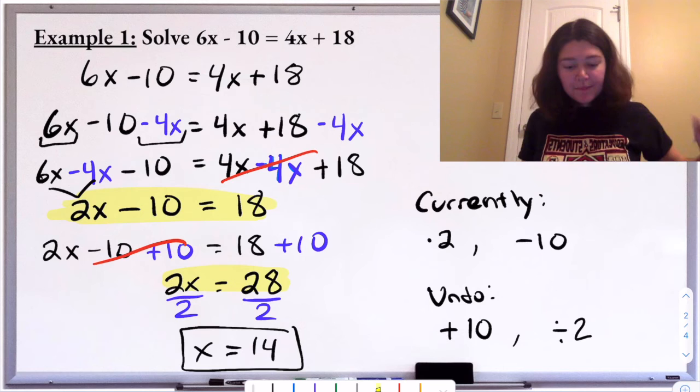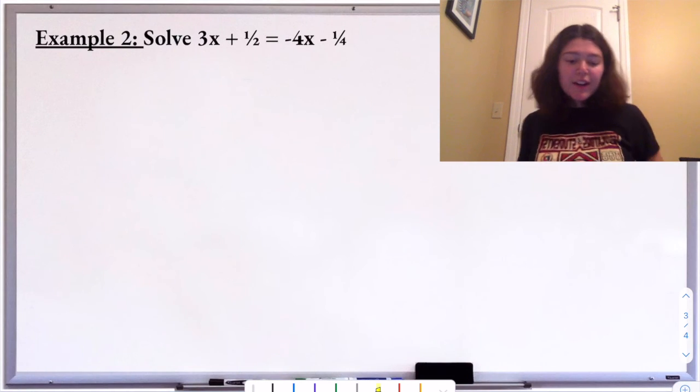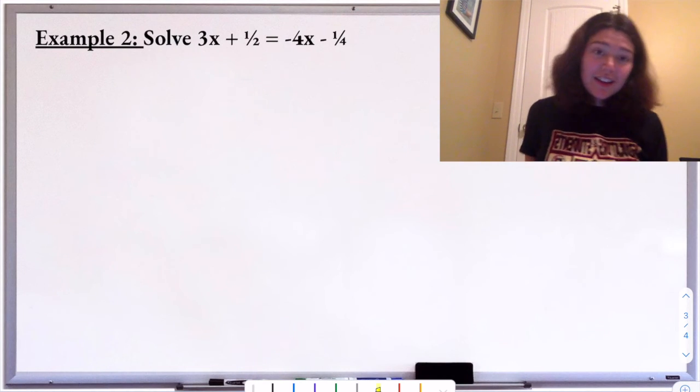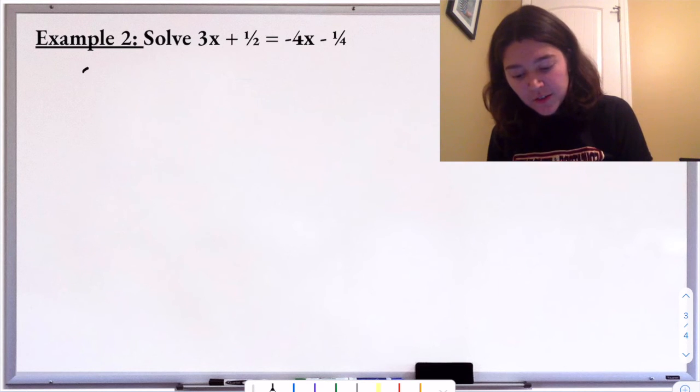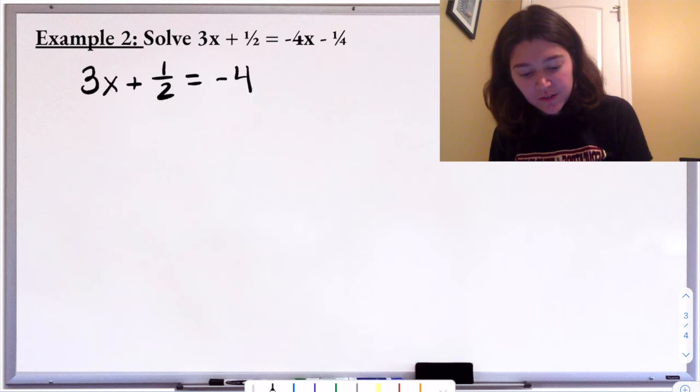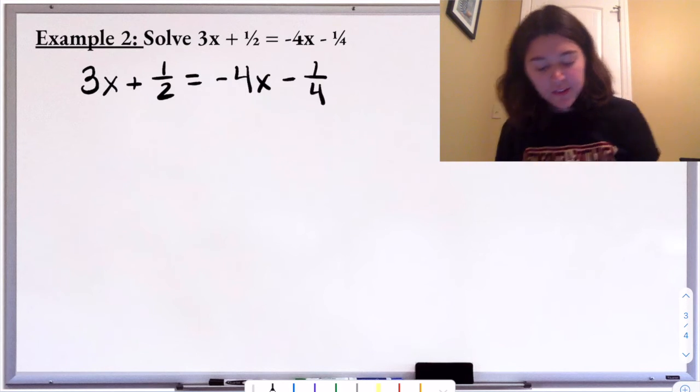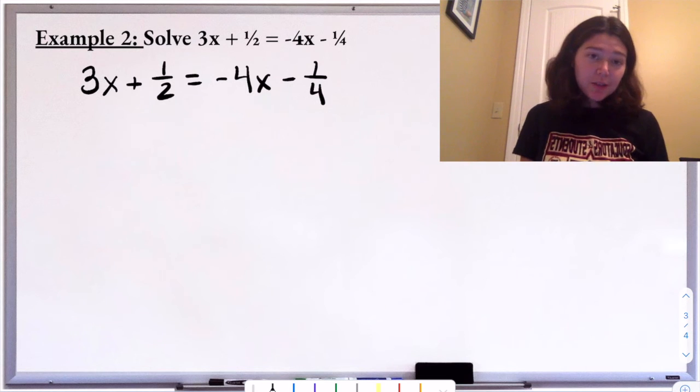All right, awesome. Great job, everyone. Let's try one more, which has some fractions and some more negatives, but the process, of course, is going to be the exact same. So I have 3x plus 1/2 equals negative 4x minus 1/4. Again, want to get all the variable terms on one side and then eventually my constants on the other.